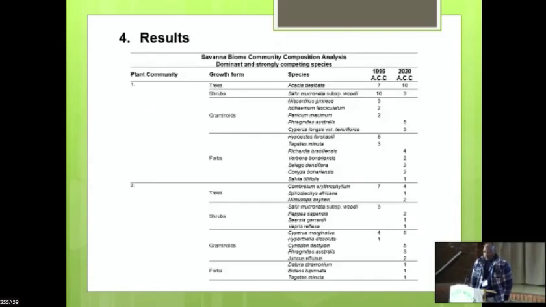Composition analysis also showed similar trends, whereby some species, like your Acacia delbata, increased in cover, but other indigenous species changed over 25 years in different communities and peak growth forms. As you can see, the differences are highlighted in this slide. Of your forbs, only 2 were dominant and strongly competing, but over 25 years other species came in and were strongly competing in 2020.